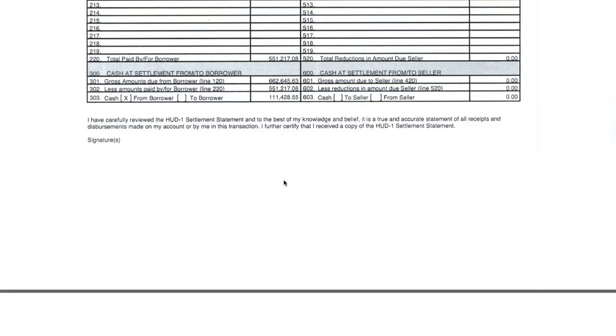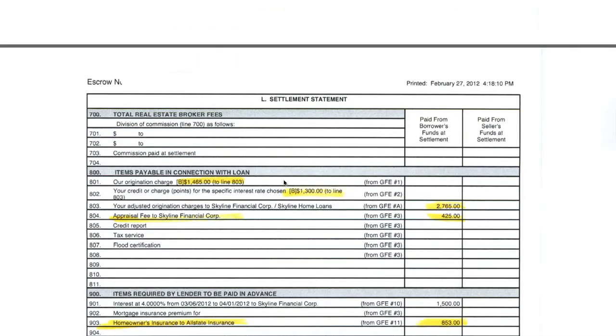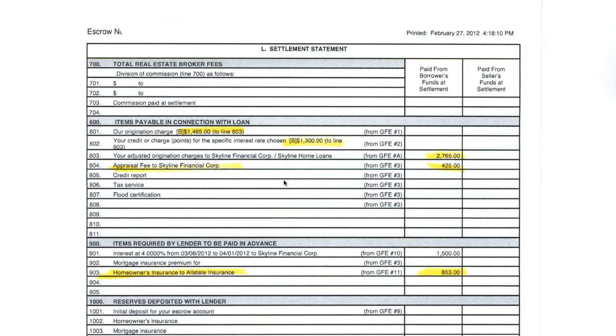The second page of the HUD-1 does give you a detailed breakdown of all the fees. Here we have lender fees. Okay, we see a breakdown of $1,465 plus the buyer chose to pay points of $1,300 plus the appraisal fee. So here are all the lender fees.